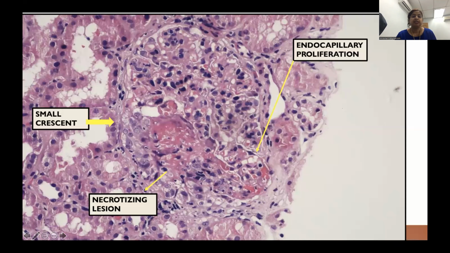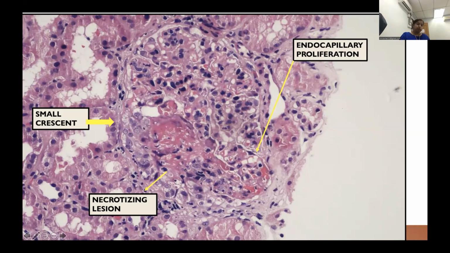Okay, this is a glom in which you have an endocapillary hypercellularity going on here, a small crescent, and also a nice necrotizing lesion. Now, what are the ways to identify a necrotizing lesion? When you are not sure, look at the MT and you will see the fibrin going in strands. They won't be like a nice endothelial, subendothelial deposit. They will be in strands and all over the place. That's one way of identifying it.